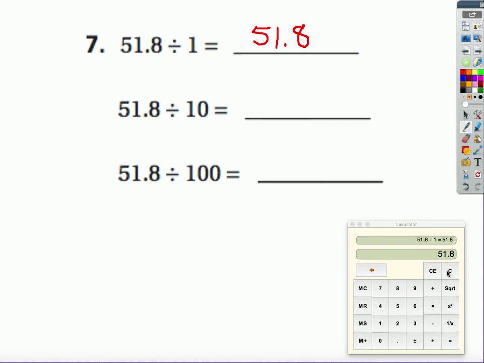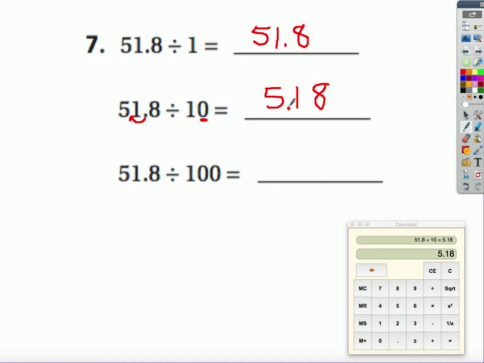Now, we're going to try the same number, 51 and 8/10, but now we're going to divide it by 10. All that's going to happen is the digits will be the same, but the decimal will move. If you look at the answer there, you still have the 5, the 1, and the 8, but the decimal this time, instead of between the 1 and the 8, moved over one spot between the 5 and the 1. And that is because 10 is one place value and 1 zero.